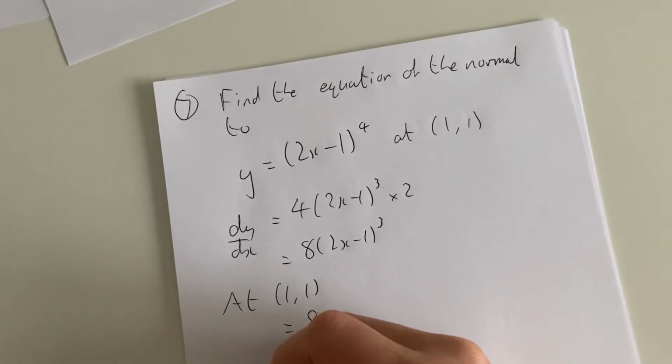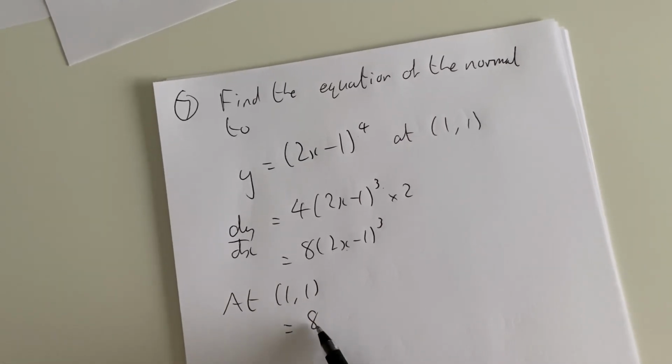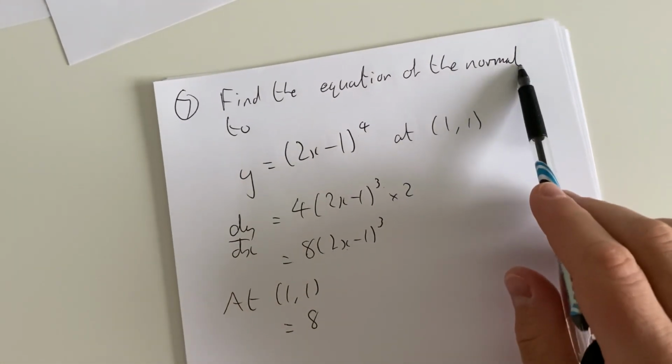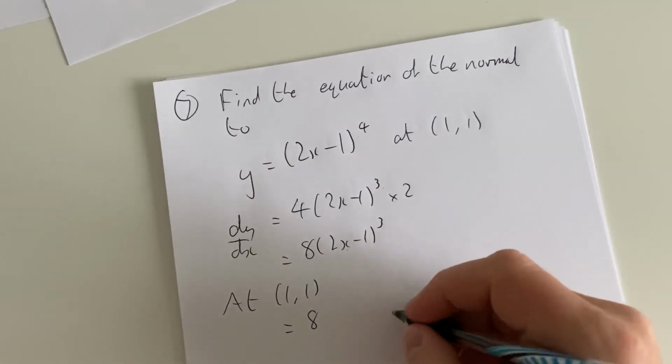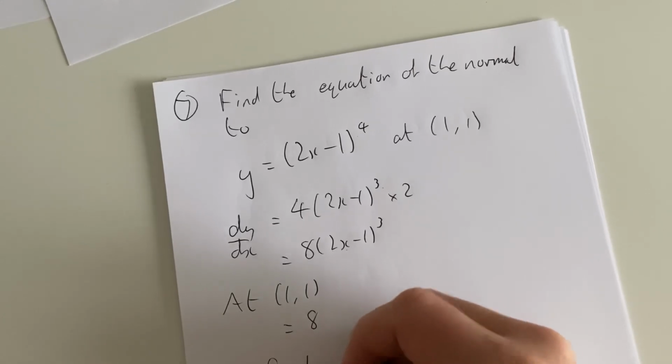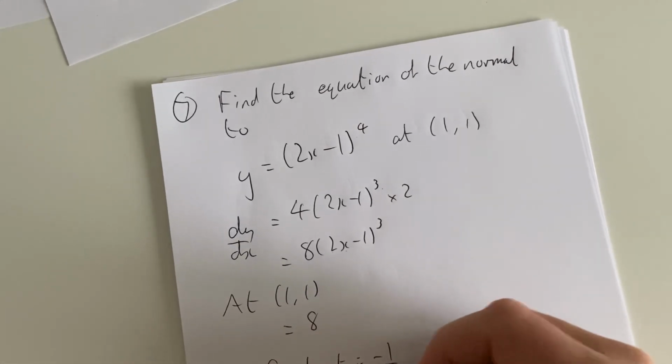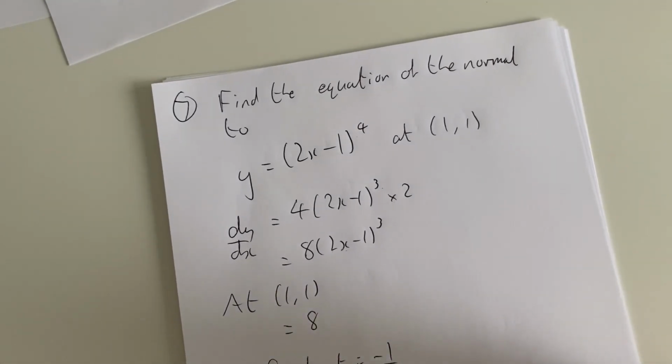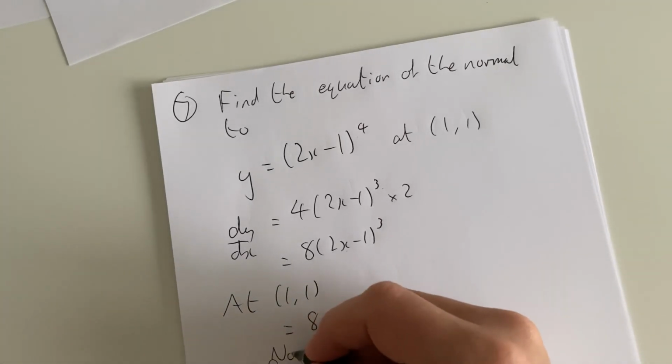So, the only thing is at this point, because we're now talking about the normal, not the tangent, you have to go and do the negative reciprocal of that. So our gradient is going to be negative 1/8. So, the normal gradient.